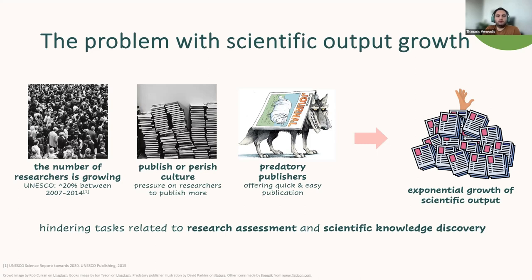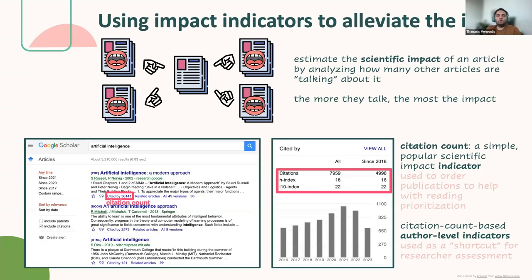And of course, this exponential growth is related to many problems. For example, it is hindering very useful tasks which are related to both research assessment, which is the subject that I will discuss today, but also other tasks like those related to scientific knowledge discovery. And one of the ways that developers and researchers tried to alleviate problems like this was to exploit impact indicators for the research work.